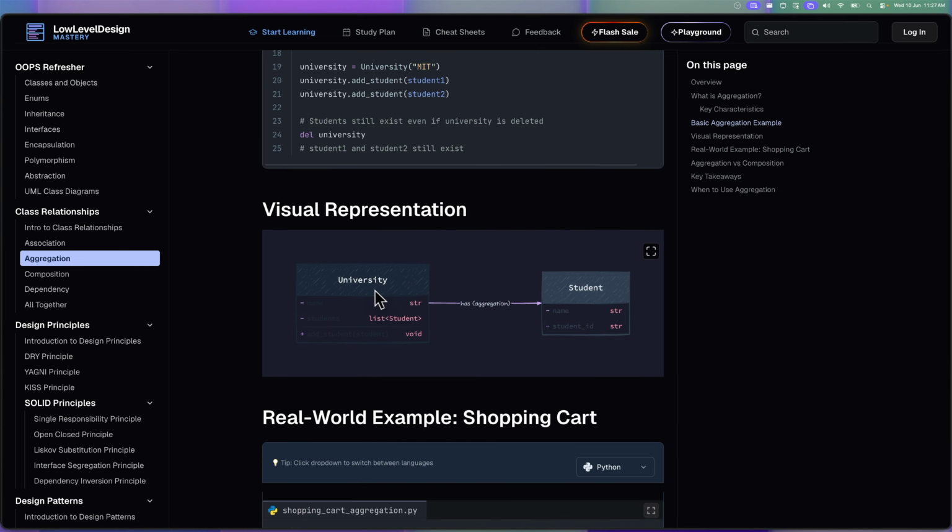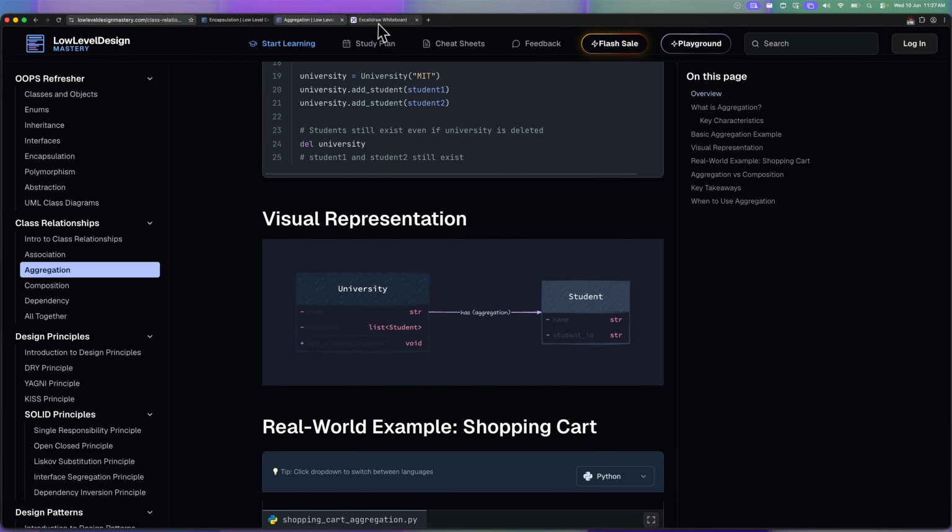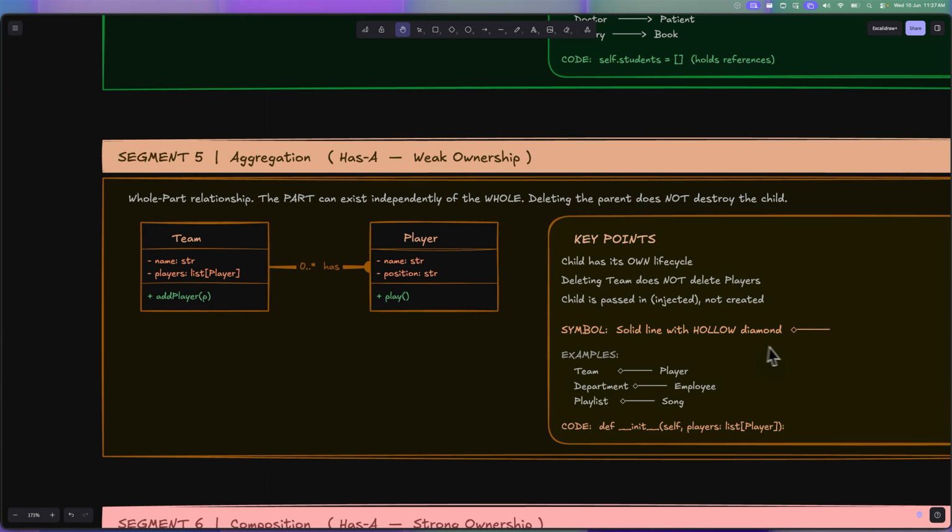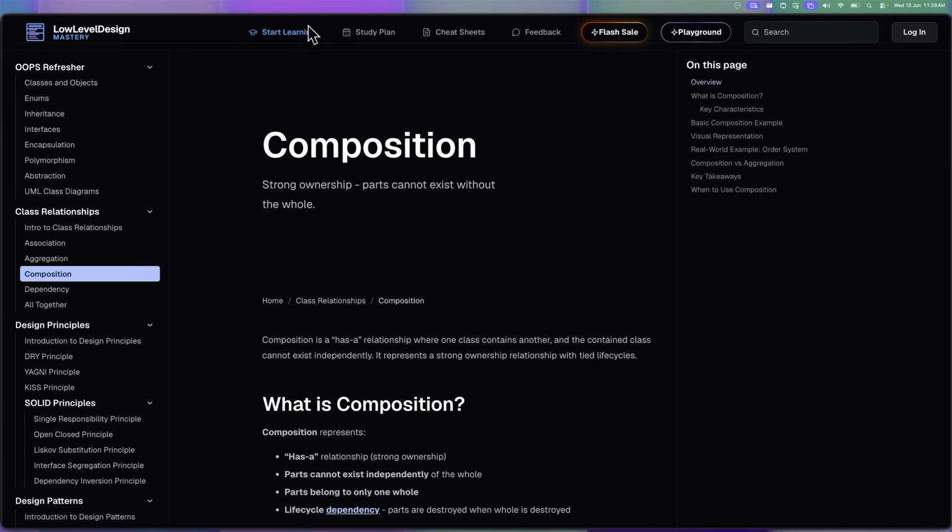If you see in this diagram, you have a university class and a student class, and how are you representing the aggregation relationship? You have a solid line and then a diamond, like this. This represents a has-a relationship between these two classes. So a solid line with a hollow diamond means an aggregation relationship.